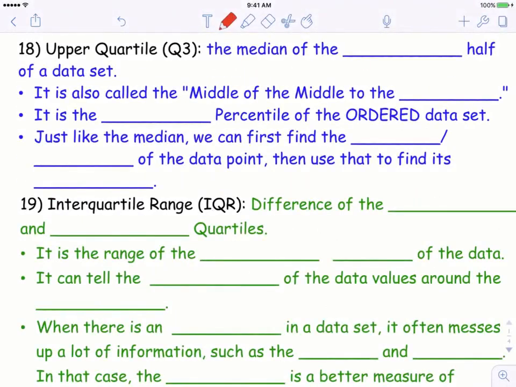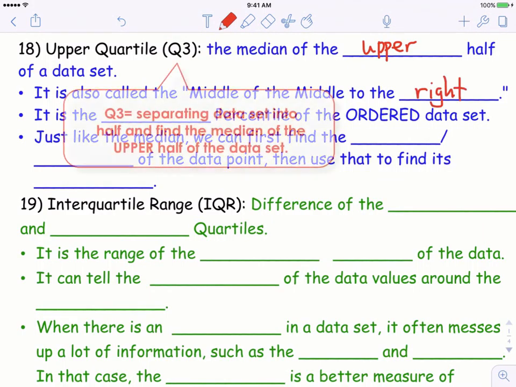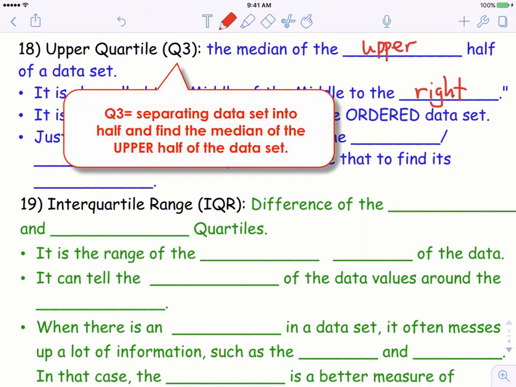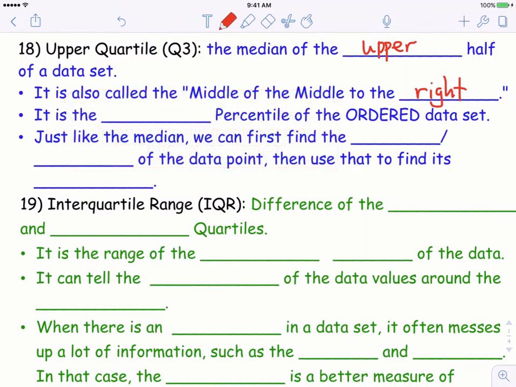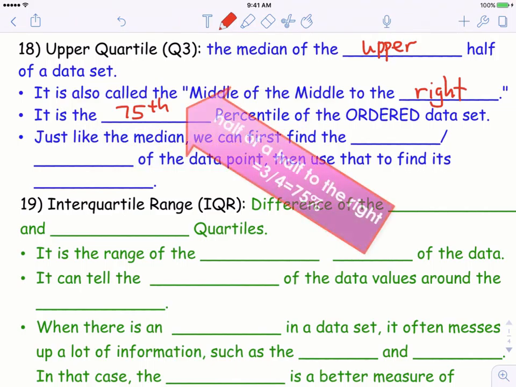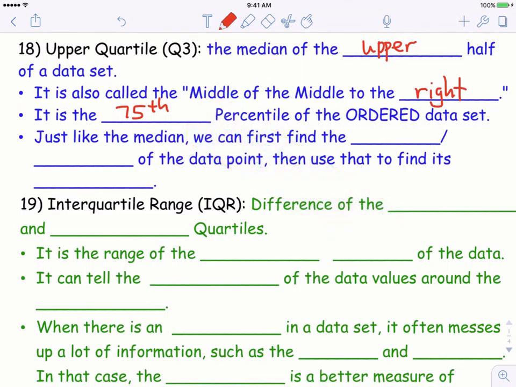The next word is upper quartile, which can be abbreviated to Q3, which is the median of the upper half of a dataset. It is also called the middle of the middle to the right because, like the lower quartile, Q3 is found by first separating a group of data into half and then finding the median of the upper half of the data. The upper quartile is also the 75th percentile of the ordered dataset, since half of a half to the right is 3/4 or 75%. Just like the median, we can first find the location or position of the data point and then use that to find the value.